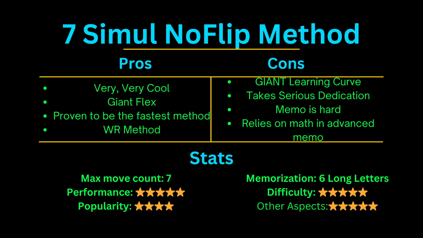I remember very vividly trying this method. It took me 400 solves just to get an average of 12 that wasn't a DNF. I DNF'd that many times. But the payoff is massive. Almost every world-class solver uses 7 Simul. While it is a giant time commitment, if you're trying to get world-class, this is the method for you. It's the fastest method out there.